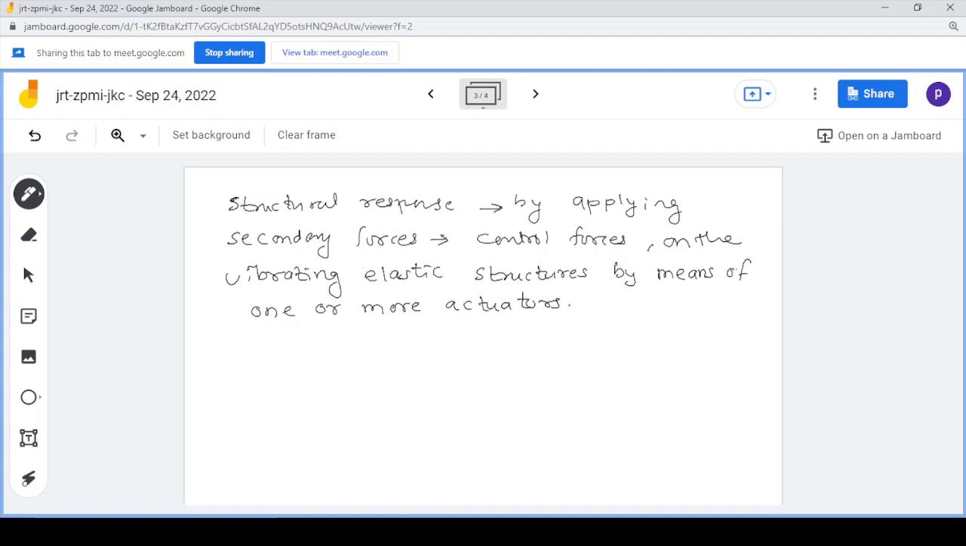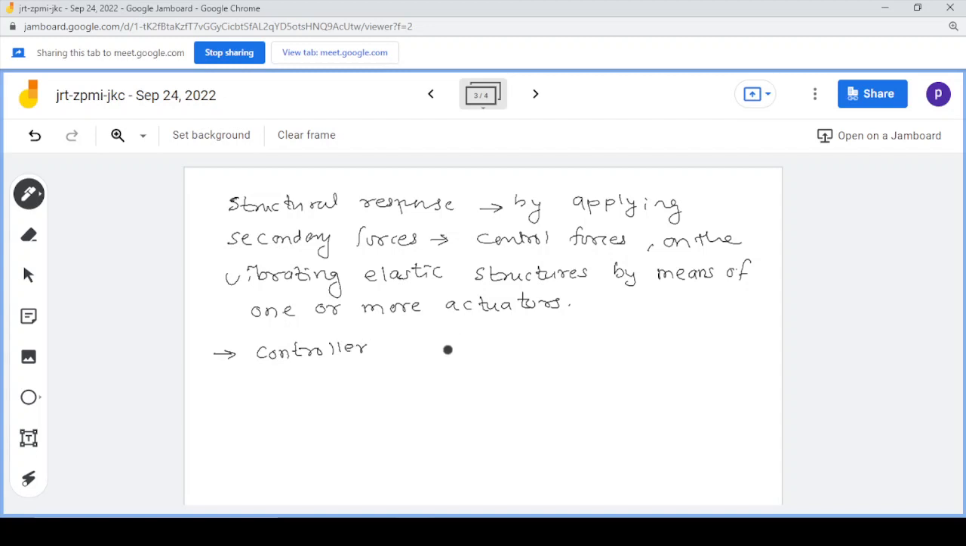So what we are trying to do in this case, fundamentally, an active vibration control system modifies the structural response by applying the secondary forces, which are known as control forces, on the vibrating elastic structures by means of one or more actuators. Now let us understand the importance of the different elements. The first element that we are going to consider is called the controller.